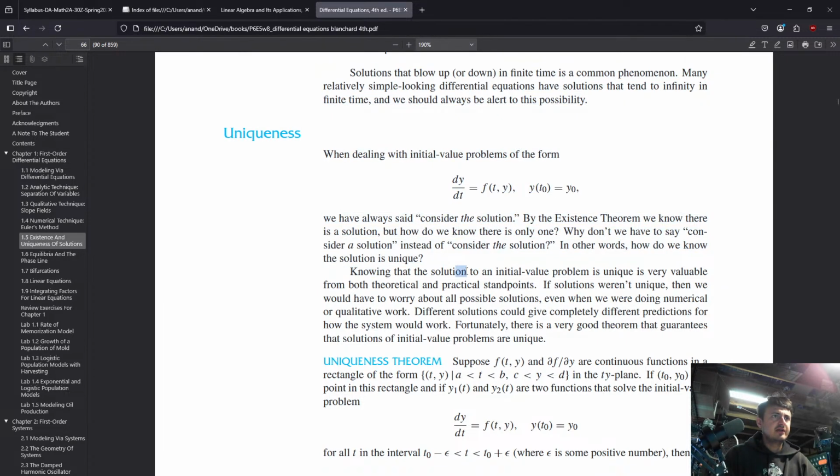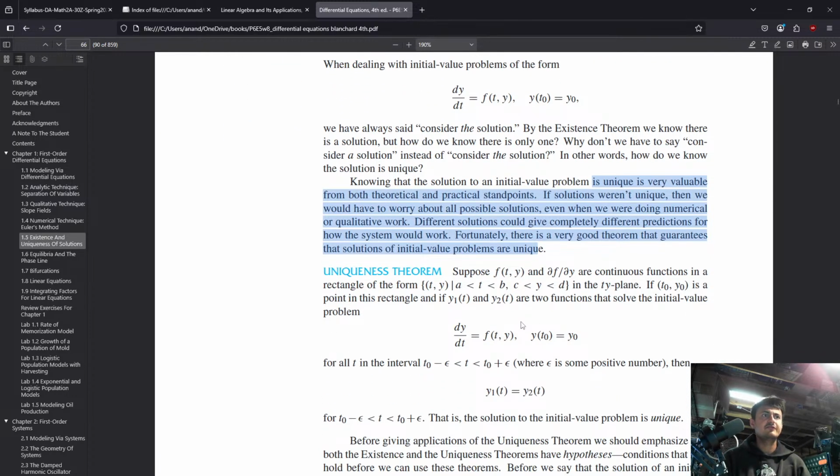Knowing that the solution to an IVP is unique is very valuable both theoretically and practically. If solutions weren't unique, then we would have to worry about all possible solutions, even when doing numerical or qualitative work. Different solutions could give completely different predictions for how the system would work. Fortunately, there's a very good theorem that guarantees the solutions of IVPs are unique.